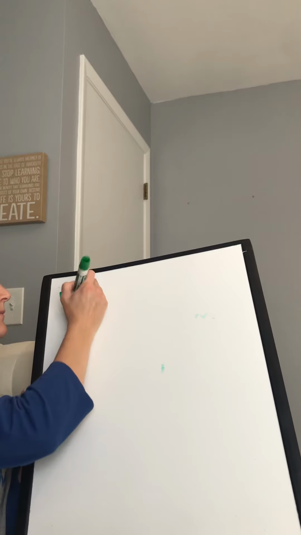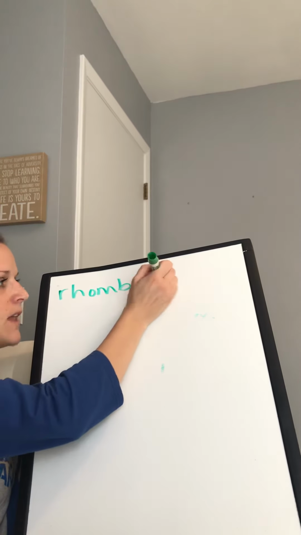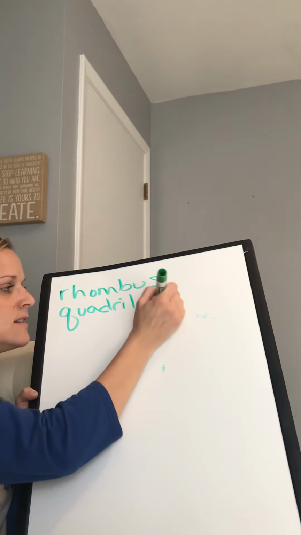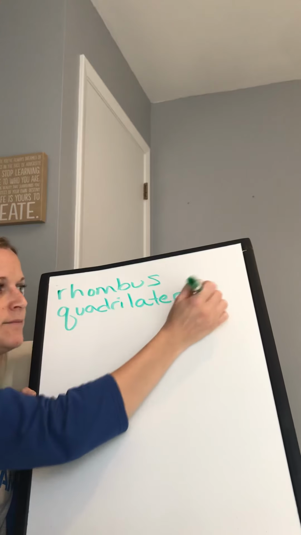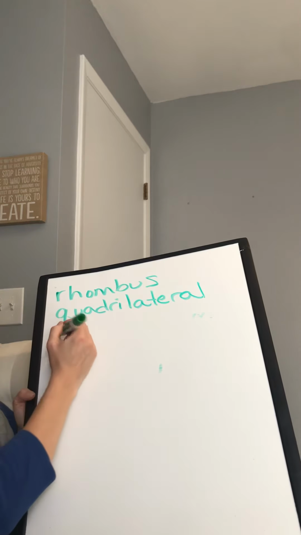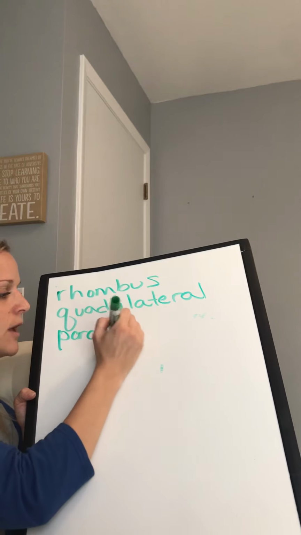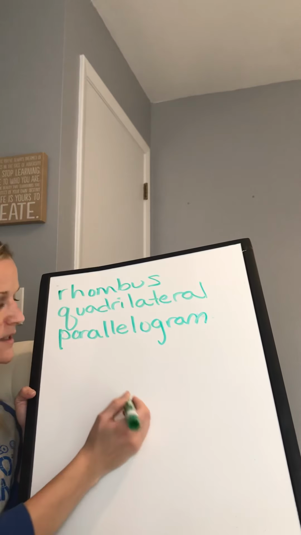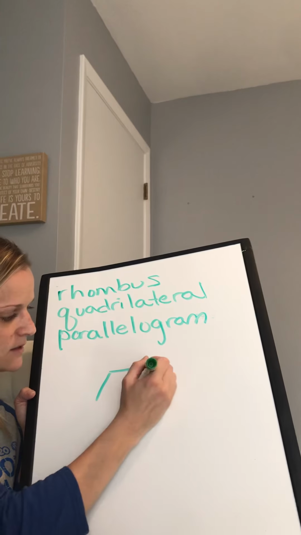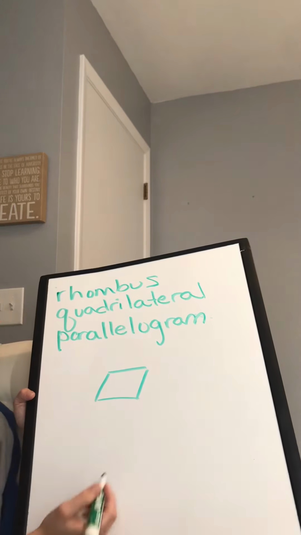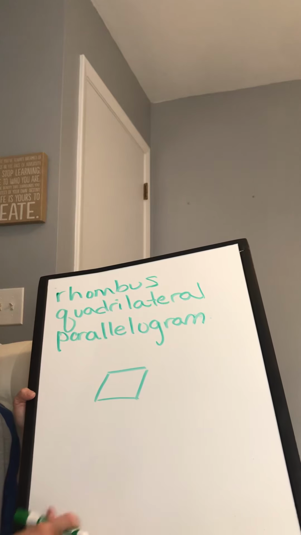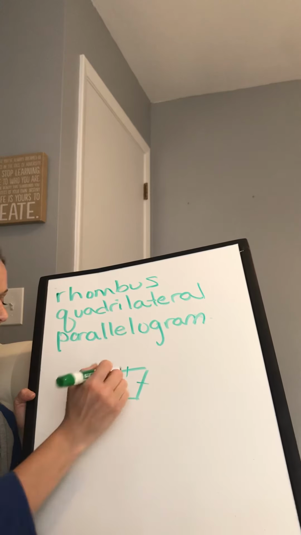What are the names you could give a rhombus? Well, I could call a rhombus a quadrilateral because it has four sides. I could also call a rhombus a parallelogram because, I'm going to draw you a picture. A rhombus looks something like this. Okay? Two pairs of parallel sides makes it a parallelogram. It also has four equal sides.